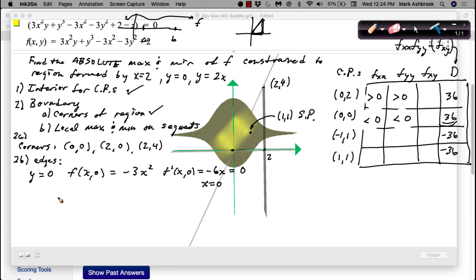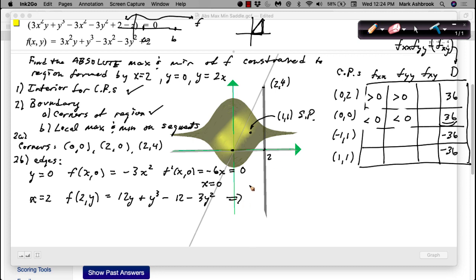Next edge, x equals 2. Now we're going to have a single variable function in terms of y. So now this is a little more involved here. So we got 2, 4, is that 12y? Check my math. 12y plus y cubed minus 12 minus 3y squared. How did I do?